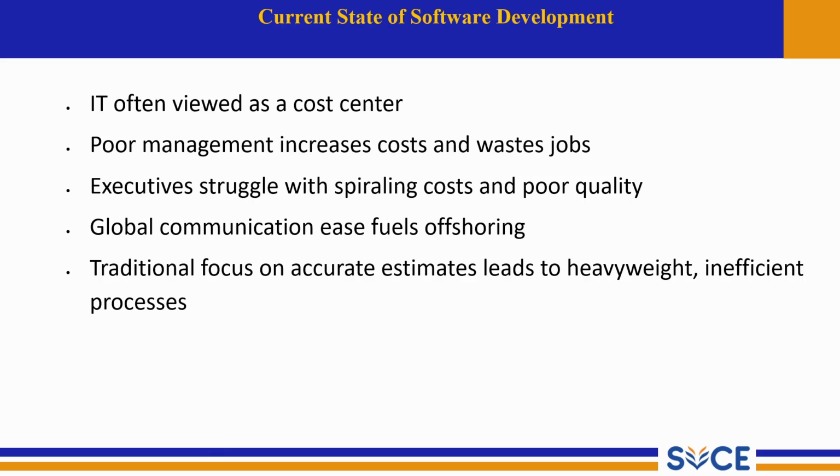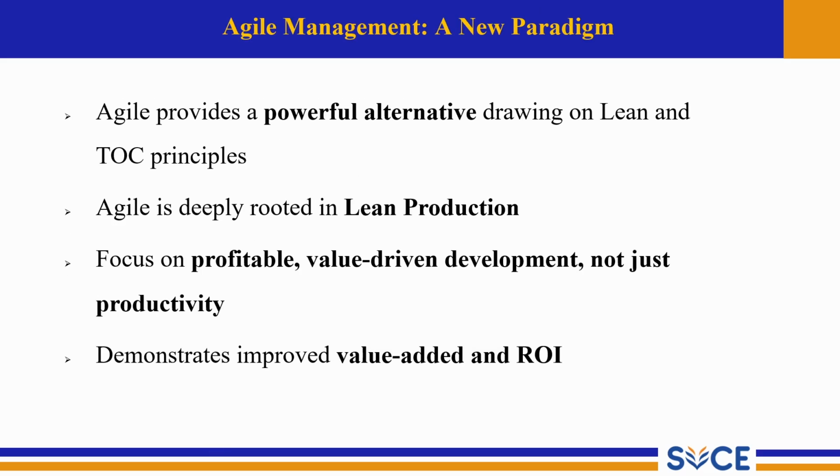And next we will move into agile management, a new paradigm. Agile provides a powerful alternative drawing on lean and TOC principles. This means Agile draws from lean production and theory of constraints to provide a better way.